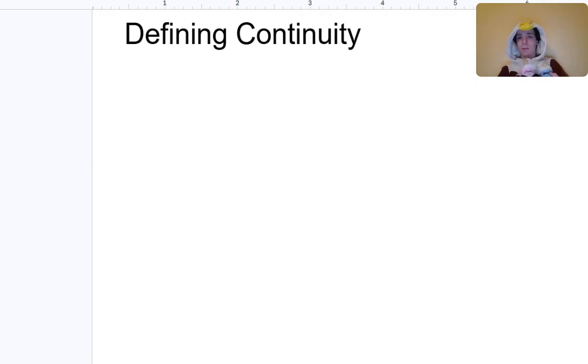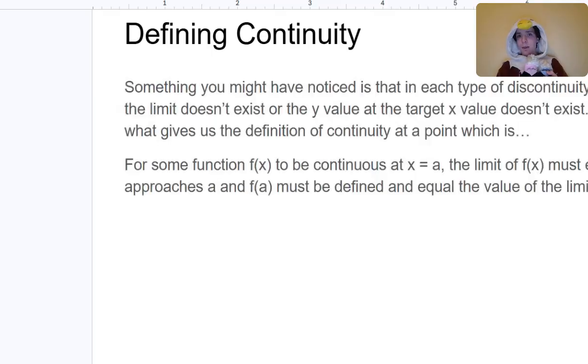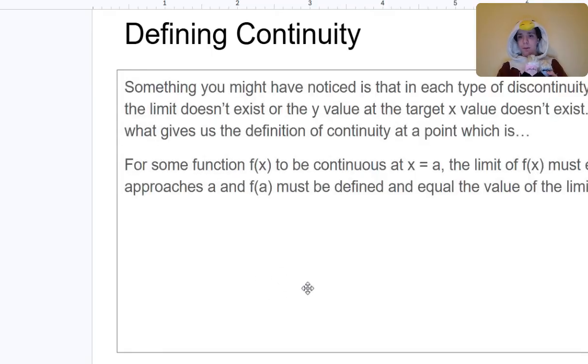Today we're going to be talking about what it means for a function to be continuous, and we're defining continuity at a point and over an interval. So let's start with the definition of continuity.